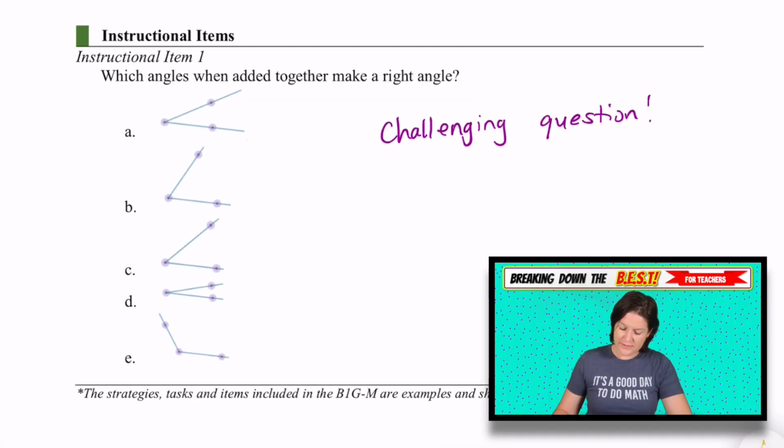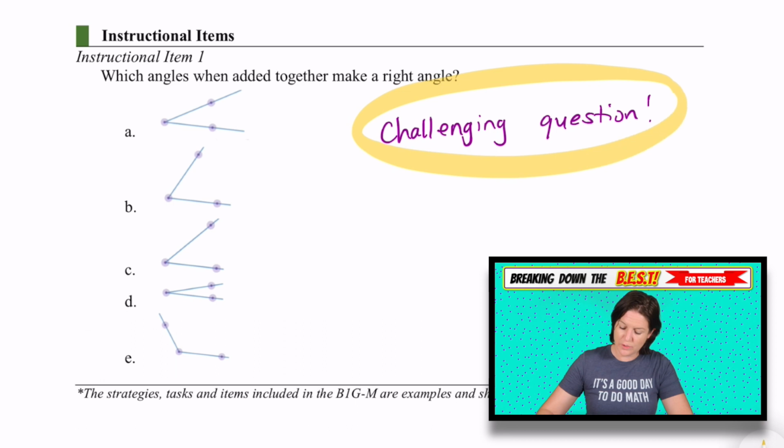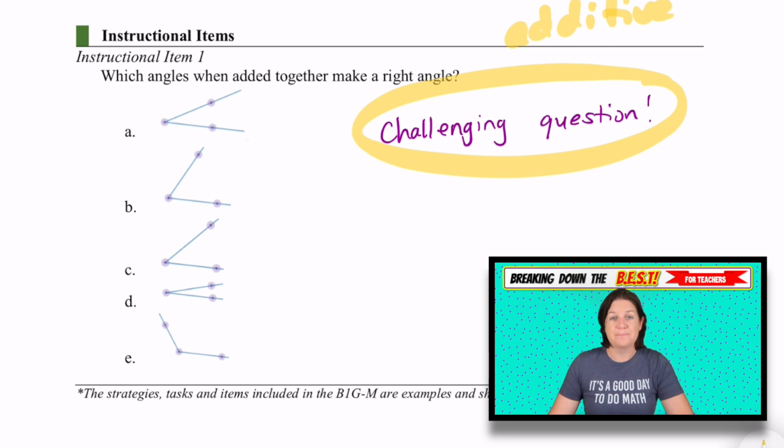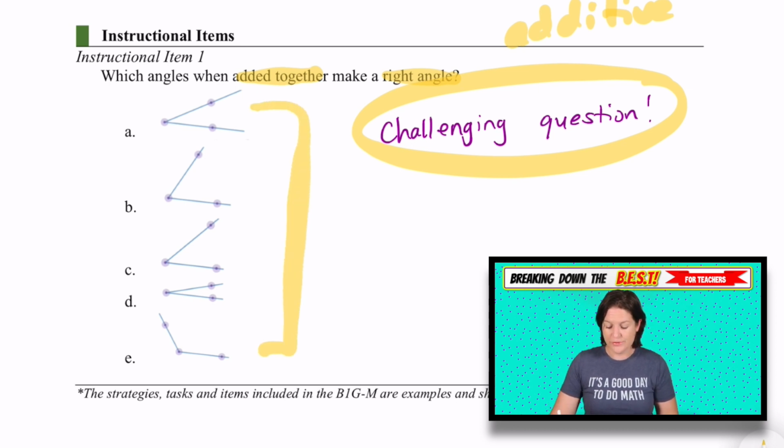Then with these, I said that this was a challenging question. This is the additive piece of the standard. It says, which of these angles when added together make a right angle? So first of all, your students need to know that a right angle has a value of 90 degrees. Then they're going to have to measure all of these angles and start piecing them together, adding some angles together to get a value of 90 degrees. This is a tough question.